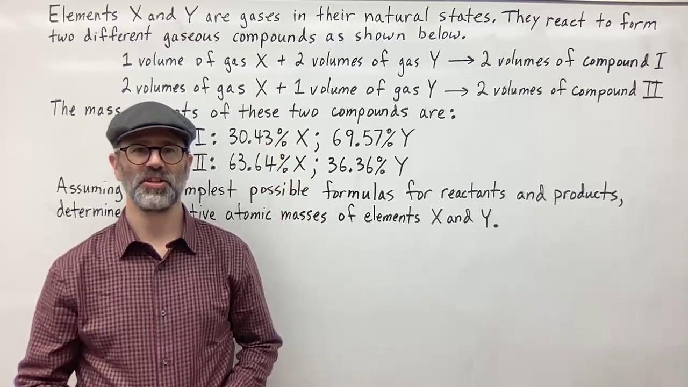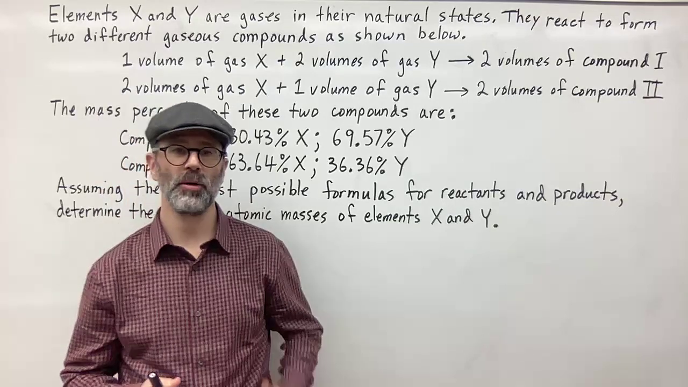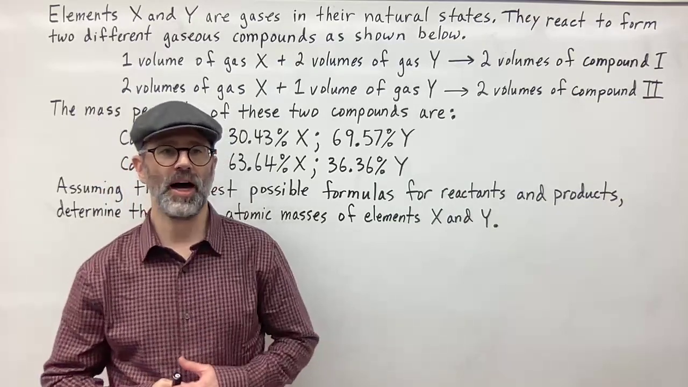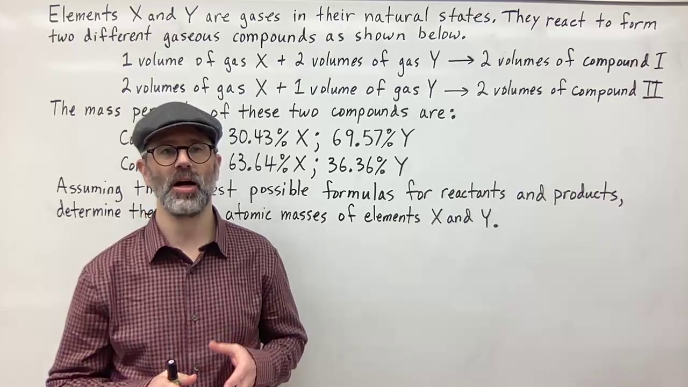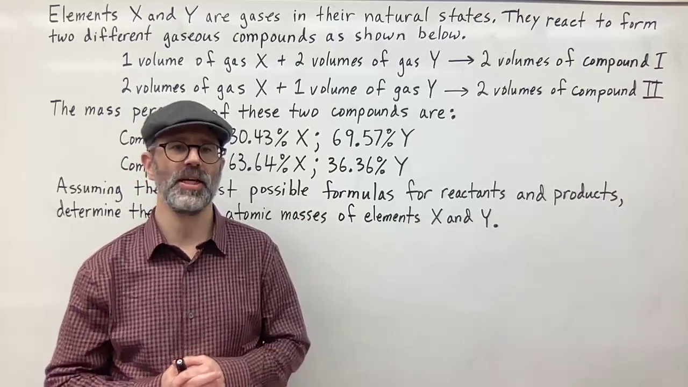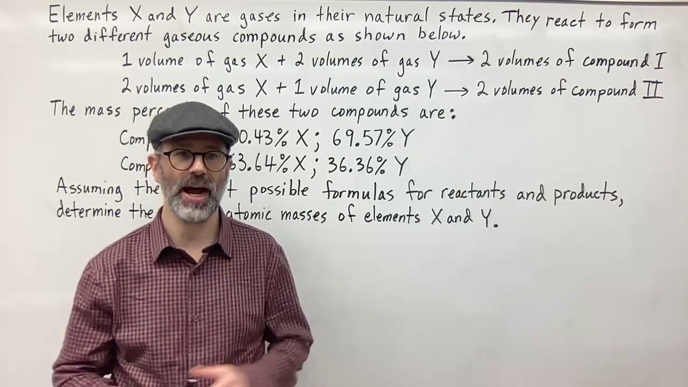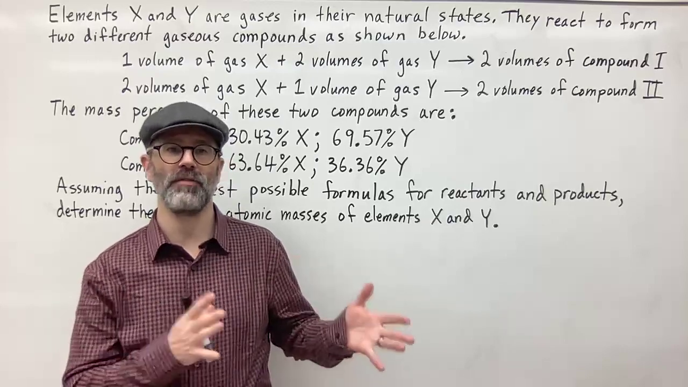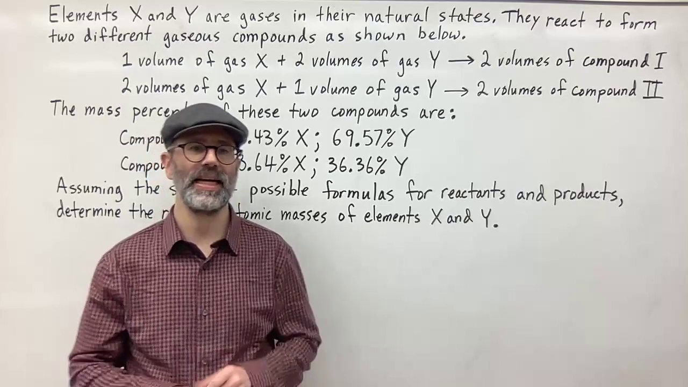My name is Mr. Cobalt, and in this video I'm going to go over a particular problem that can be a little tricky. In this problem we're going to determine what the relative masses are of elements X and Y that are found in two different compounds that are produced in two different reactions based on different amounts of X and Y in the reaction. So let's go ahead and get into this.